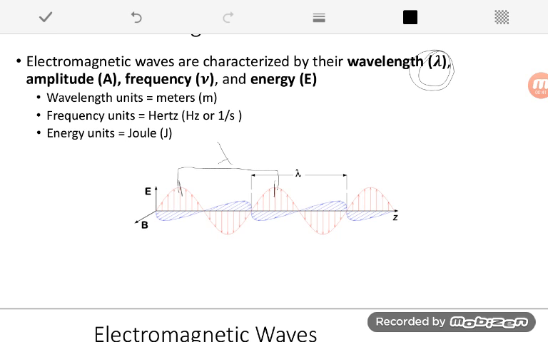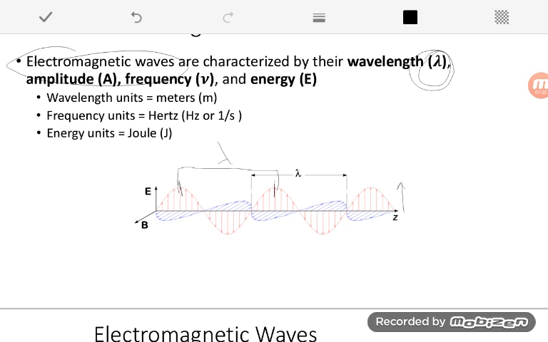We also have the amplitude, which is the height of the wave. So the higher the amplitude, for instance, the brighter a light would be, or if it was a sound wave, the louder the sound. Of course, sound waves aren't electromagnetic waves, but it's the same general principle. So amplitude kind of has to do with brightness in terms of electromagnetic waves.